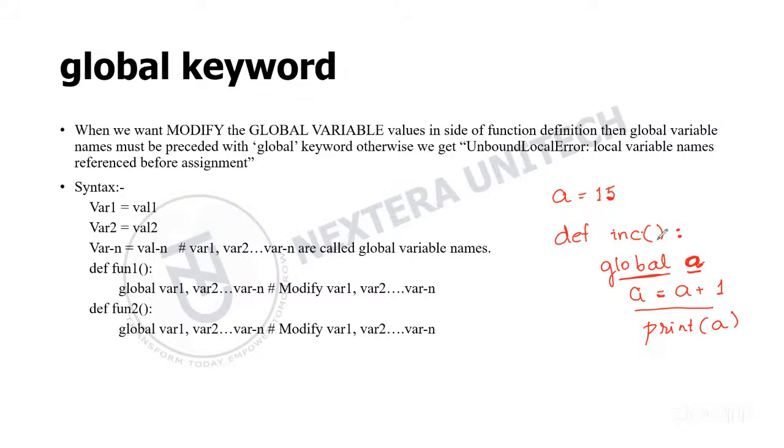Print a. So if I run the inc function, it will take the global variable a, that is a equal to 15, and then it will increment the value, a equal to a plus 1, that is 15 plus 1 will be 16. And if I print a, it will print the value 16. So in this way, when I want to modify a global variable, I can use the keyword global and tell the function that we want to modify this value, and then we can perform our updations.